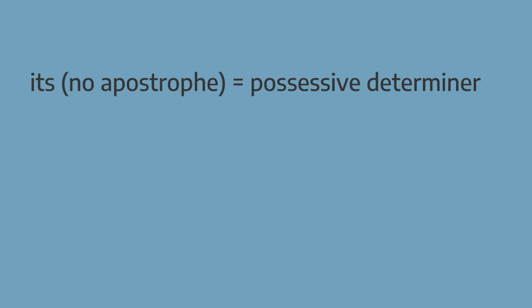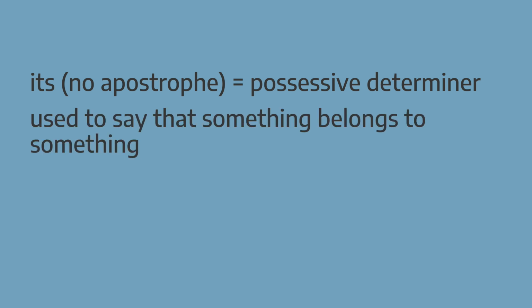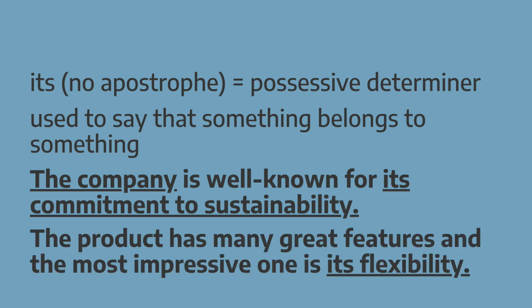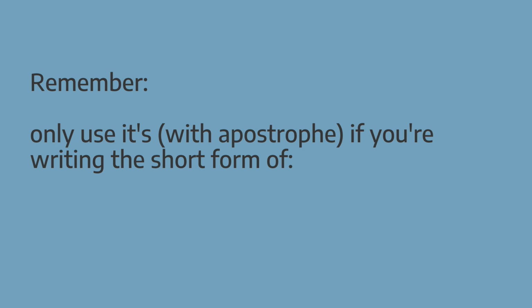Its without an apostrophe is what we call a possessive determiner, and we use it to say that something belongs to something. So in our example, the commitment to sustainability is something that belongs to the company, something that they have. More examples? The product has many great features, and the most impressive one is its flexibility. So the flexibility the product has belongs to the product. Remember, only use it's with an apostrophe if you're writing the short form of it is or it has.